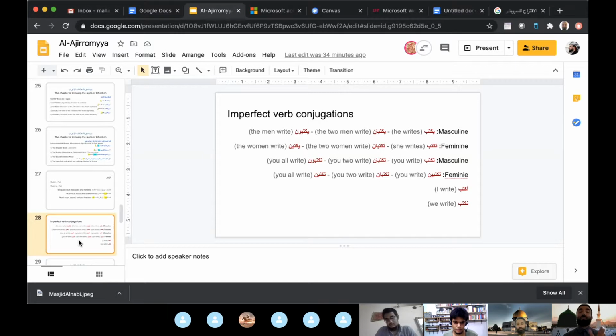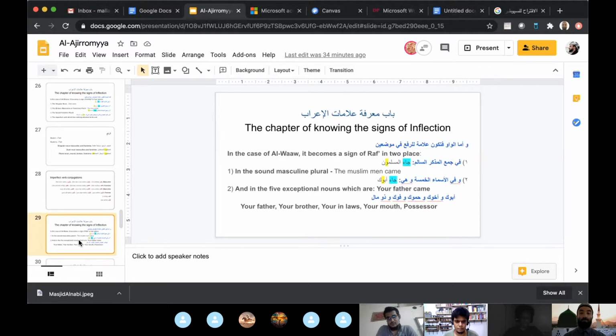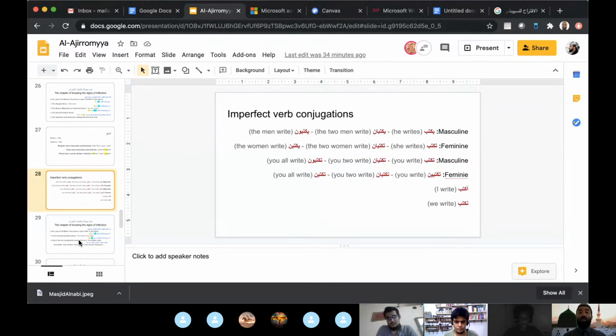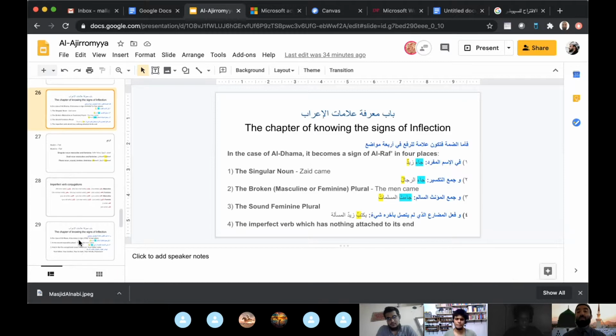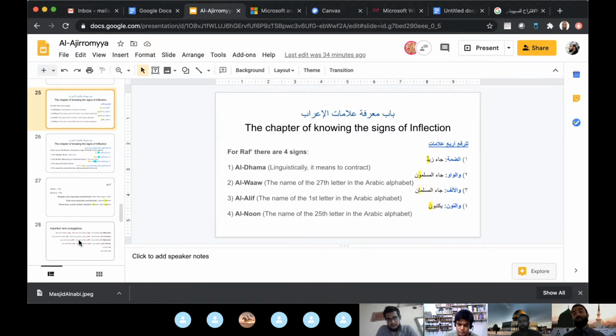For the time being, I just want you to know the sequence of events that take place when you read Arabic. And the sequence, like I said, you do it subconsciously. You don't actually consciously go through it, but this is how your brain understands. So now, we said that Dhamma becomes a sign of Rafa in 4 different places.